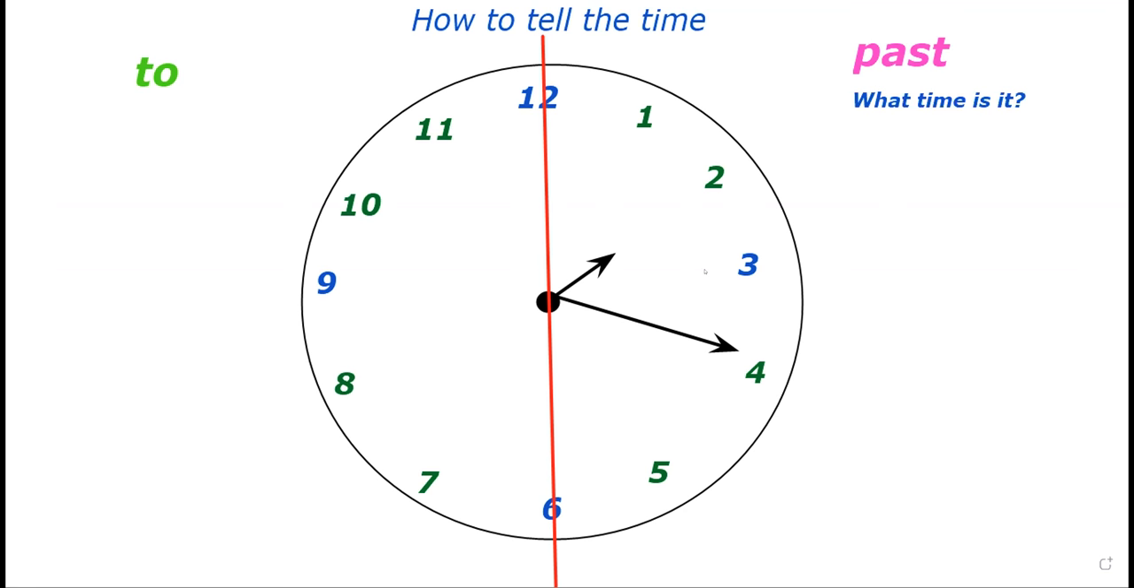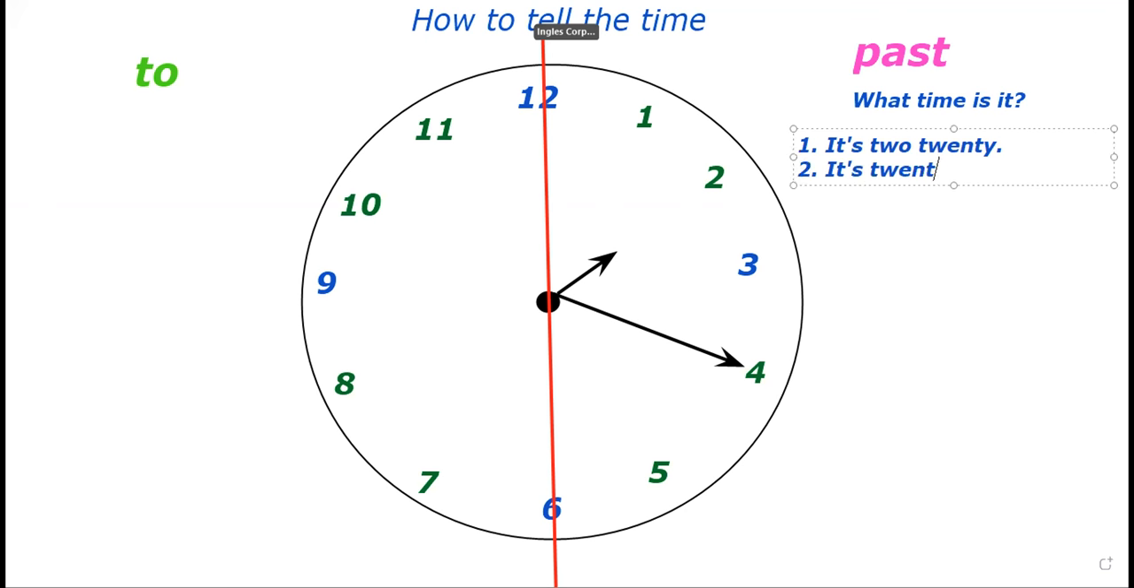Now, for this question, it will depend on the time. For example, you can see the clock right now. It's 2, and then we have here, we're gonna put it like this. It is, we're going to say two options. Number one, it's 2:20, right? It is 2:20. Las 2:20, son las 2:20. It's 2:20. Number two, it's 20 past 2. It's 20 past 2. Okay, two options.